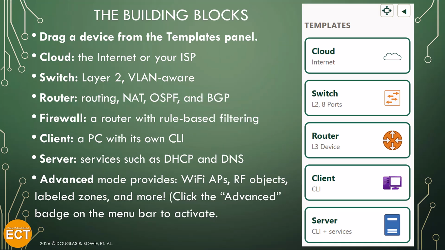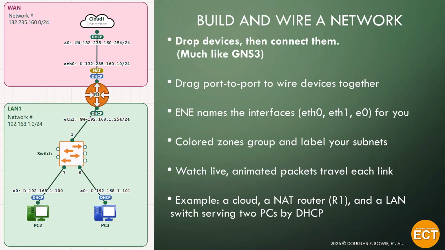The building blocks of this come from our templates, which is on the left side of the screen. We can drag them out one at a time, a lot like we might in GNS3. We can drag out multiple switches, multiple routers, clients, servers, that kind of stuff. In advanced mode, we'll get more templates to play with that we'll see a little later. We get Wi-Fi APs, we get a bunch of zones, we get some other options that we'll see later when we turn on advanced mode.